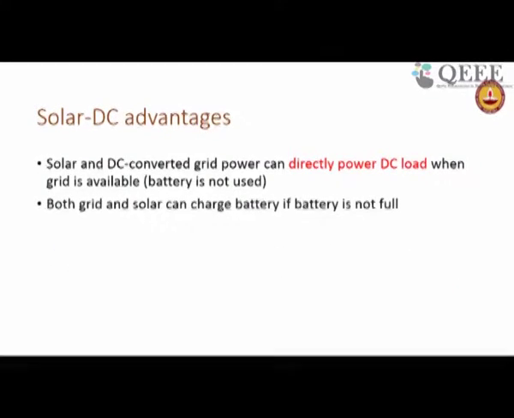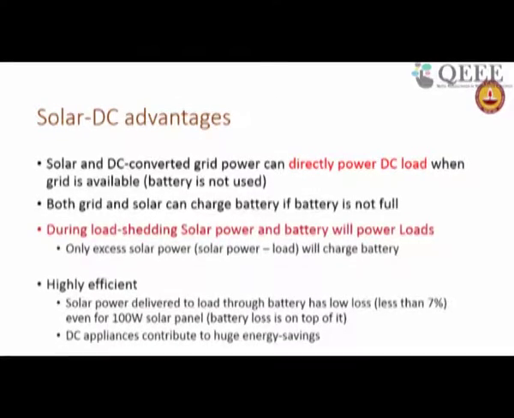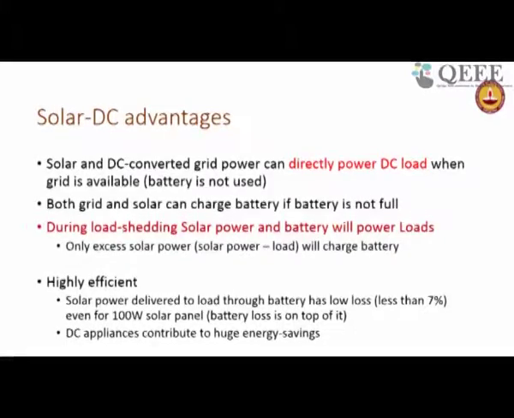So what's the advantage? Solar and DC connected grid power can directly power DC load when grid is available. Grid and solar can charge the battery when the battery is not full. During load shedding, solar power as well as battery can supply the load, and excess solar power will always be fed to the battery. Highly efficient, losses are small, not more than 7% plus battery losses.